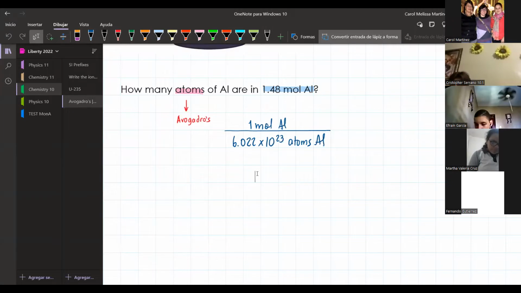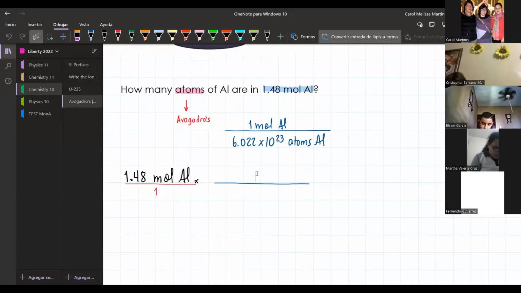Okay. So we start with a given, and I'm going to place it, 1.48 moles of aluminum over 1. Okay, over 1. So where do I have to write moles of aluminum? Up or down in the conversion factor? Down. 1 mole of aluminum must be written down. And above, I have to write 6.022 times 10 to the 23rd power atoms of aluminum. I get rid of the unit moles of aluminum with moles of aluminum.